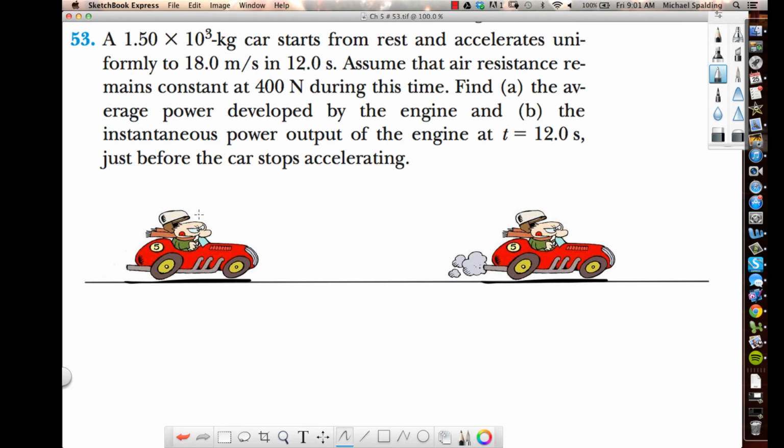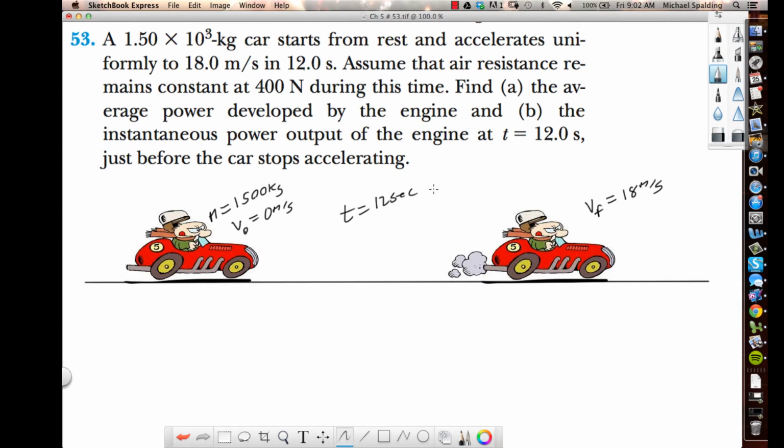All right, so look, we got this car. The mass is 1,500 kilograms. Starts from rest, so V initial is 0. The car accelerates, and we're told that V final is 18 meters per second. And this happens over a time of 12 seconds.